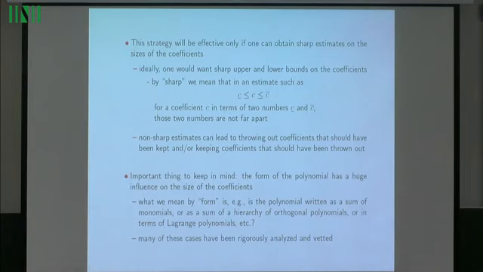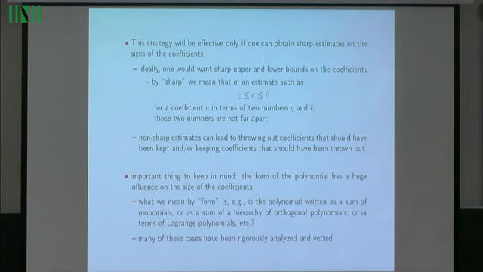And by sharp, we mean that the coefficient I'm interested in can be bounded from above and below by two numbers, and these two numbers are not far apart. If those two numbers are far apart, in other words, you don't have a sharp estimate, that could lead to throwing out coefficients that you should have kept if you knew the exact values of the coefficients, or keeping coefficients that you should have thrown out, because the estimate is not a good surrogate for the exact value of the coefficient. So this is something else mathematicians spend a lot of time on, trying to get sharp estimates for the coefficients of a polynomial, for instance, a polynomial approximation.